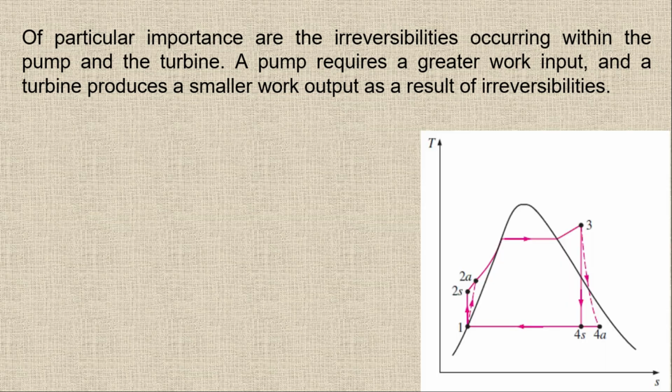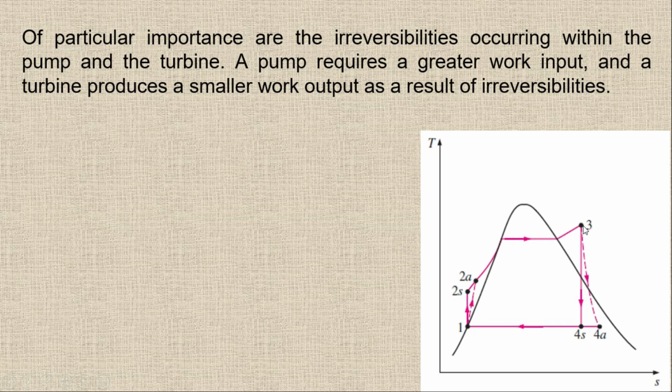So you can see here, this is the ideal one. This is 1 to 2s. We are assuming that the inlet condition for the pump is the same for both cases, because the irreversibilities occur within the pump. So 1 to 2s is the ideal one, where we have the isentropic work input, and this one is 1 to 2a, the a for actual one. So here we have the more work input.